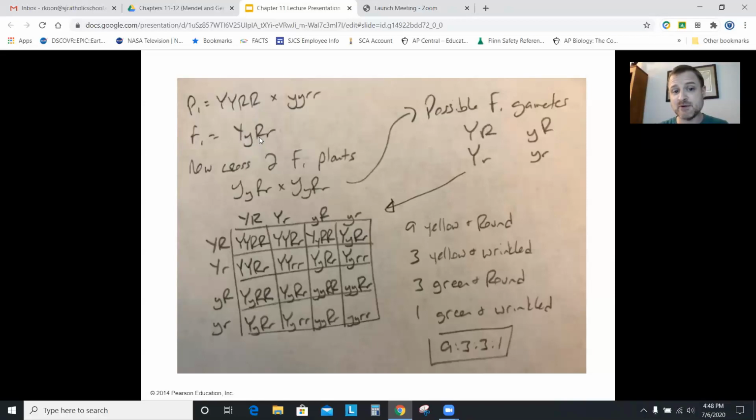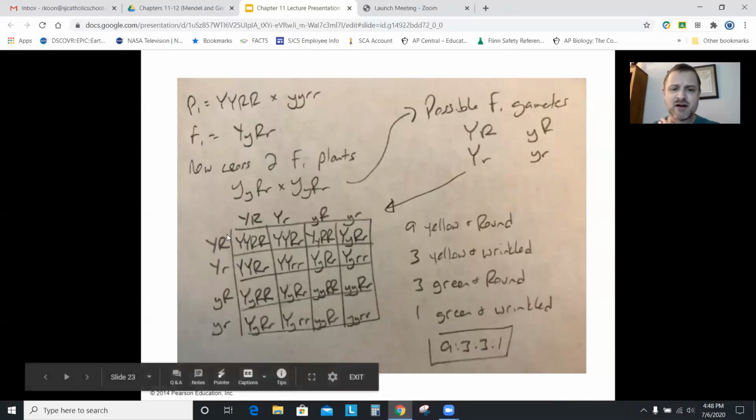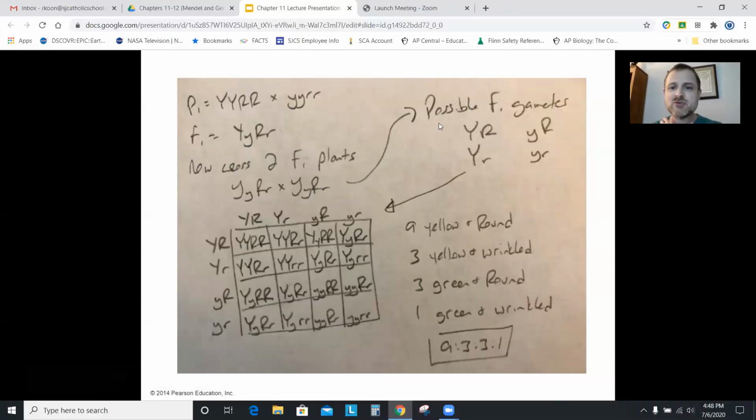Now, to get the F2s, I'm going to cross two F1 plants, which I know what the F1s are because I just did it. And to do that, you have to do a dihybrid cross. Again, we're going to do a bunch of these in class, and there are patterns that help you figure out how to do this. So it's not always this hard. You don't always have to do a 4x4 box like this. So the first thing that I do, and I'm drawing an arrow to what I did here, is figure out the possible gametes that the F1s can produce.